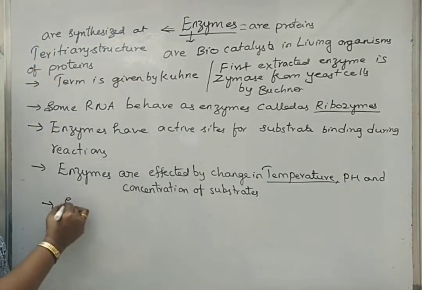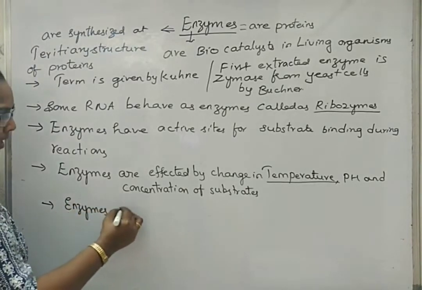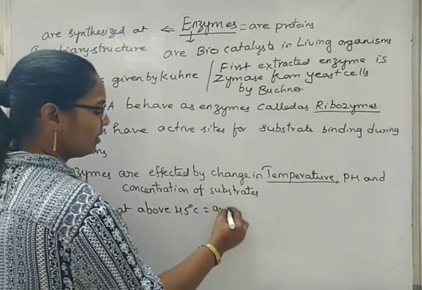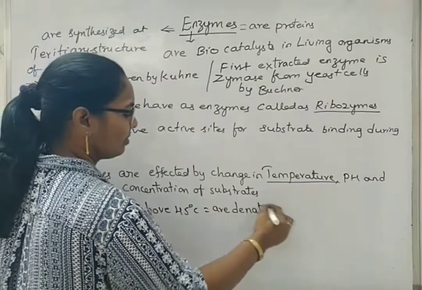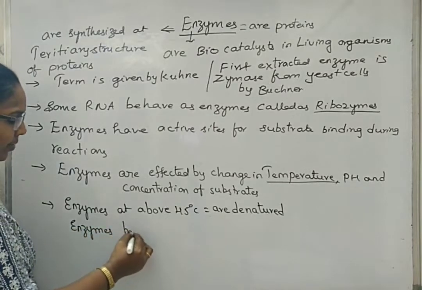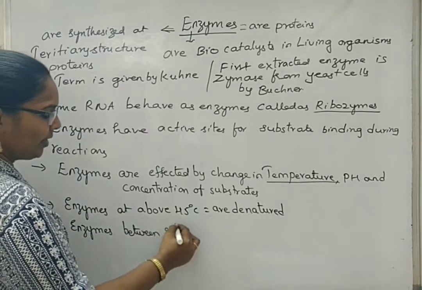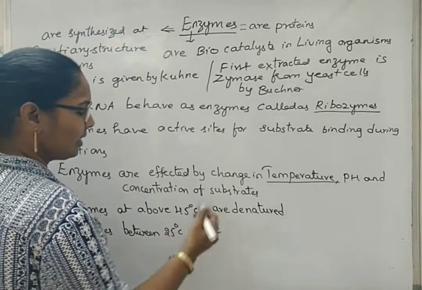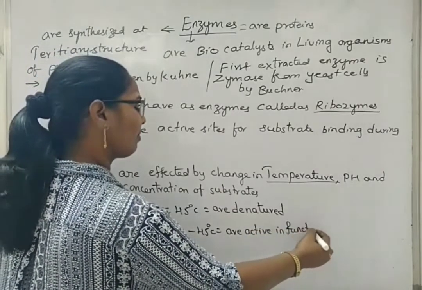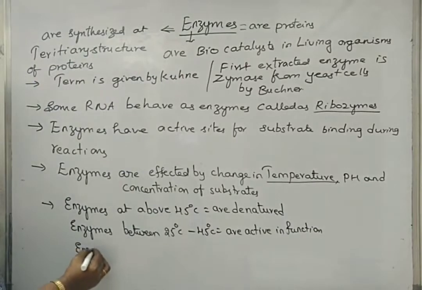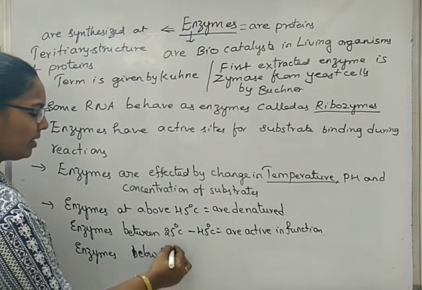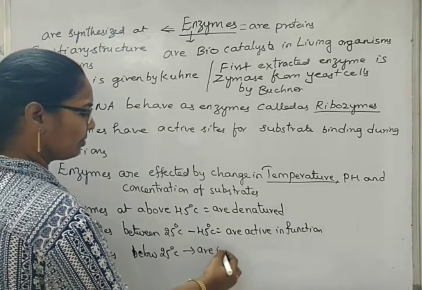So, enzymes at above 45 degrees centigrade are denatured. Enzymes between 25 degrees centigrade to 45 degrees centigrade are active in function. Next, enzymes below 25 degrees centigrade are inactive.